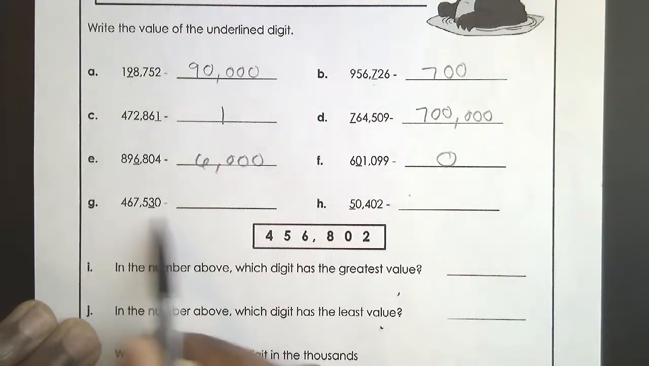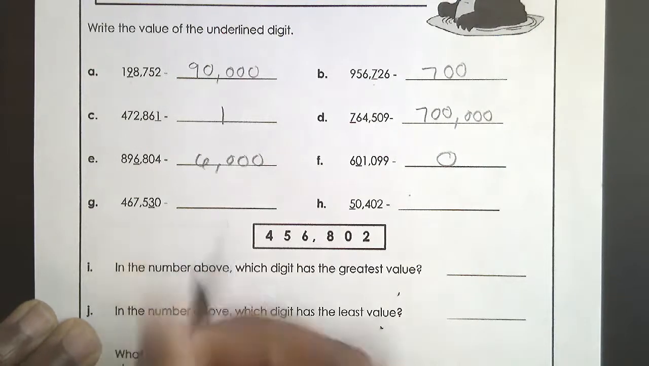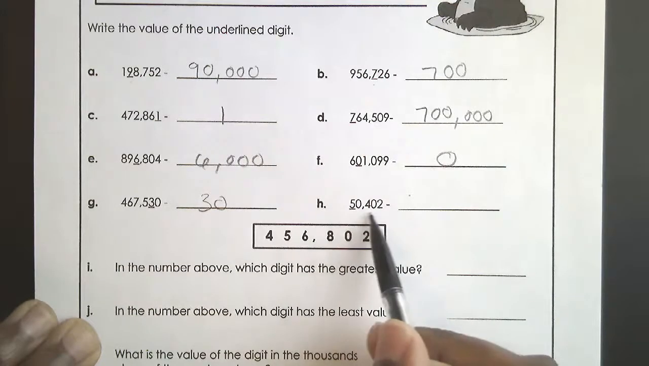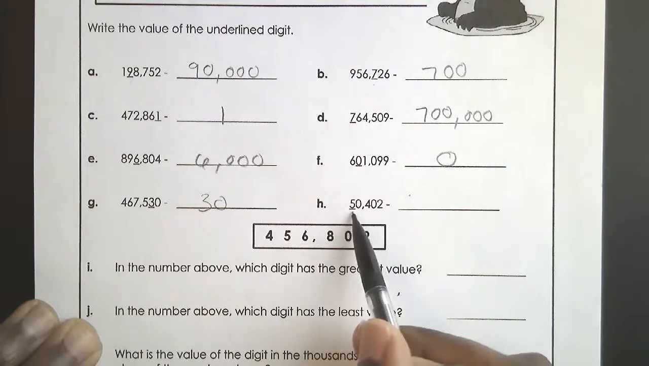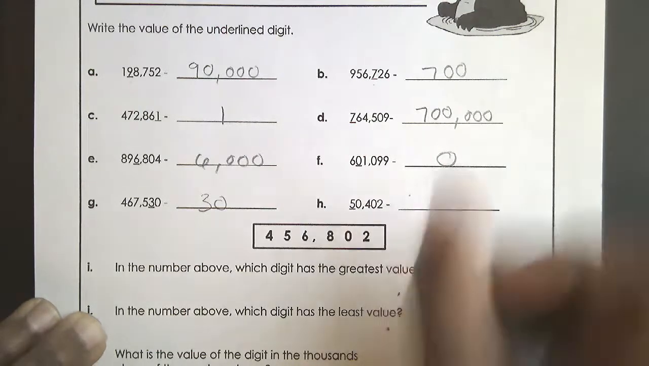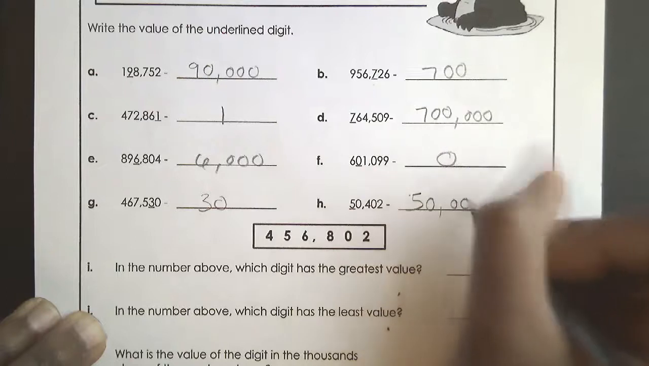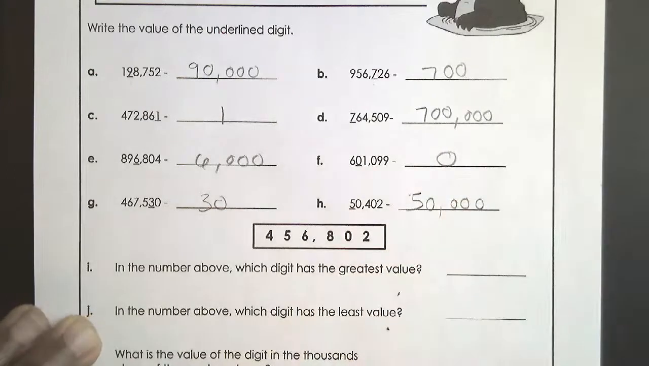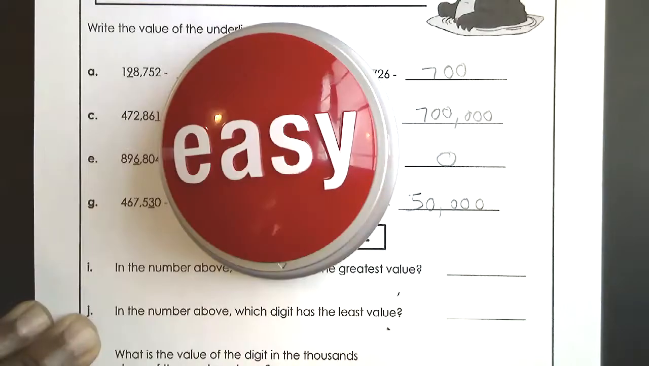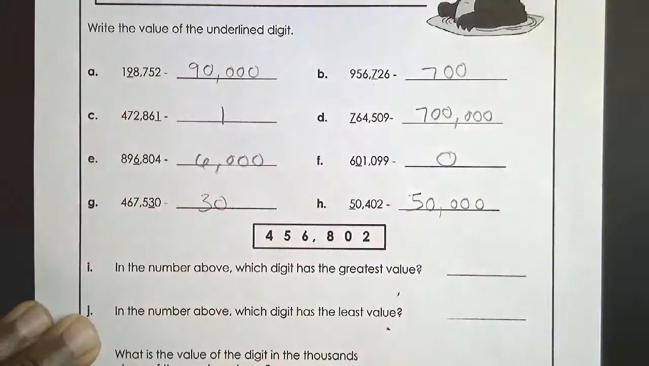G, we have 467,530. All right, that underlined digit is the 3. We're in the tens place, so it would just be 30, okay? We have 50,402, all right? That 5 is in the ten thousands place, so we know that it's going to be 50,000. All right, so if you got all of these, well done. I know some of us want to say, that was easy. All right, now we're going to move to the next section, okay?